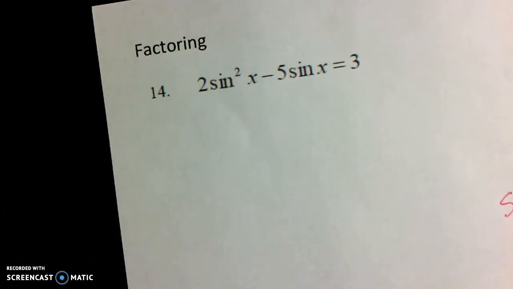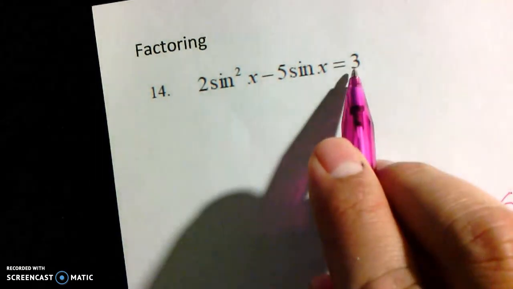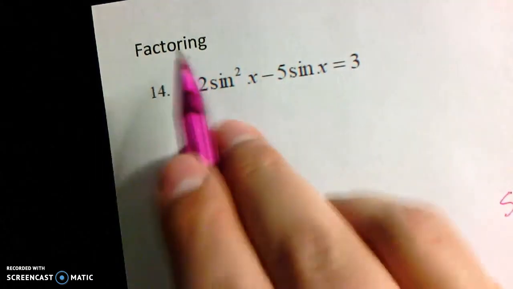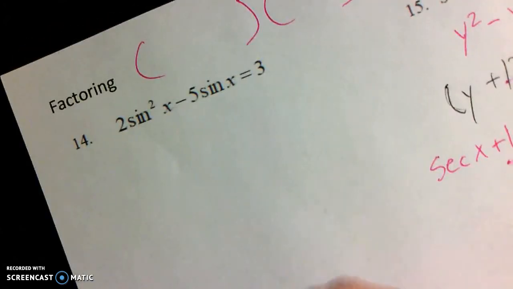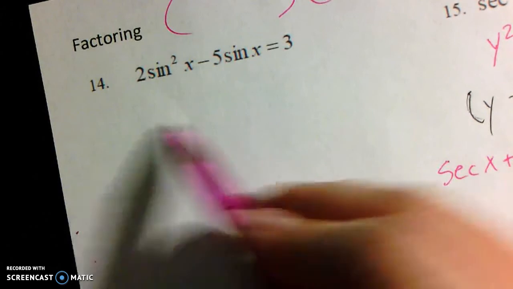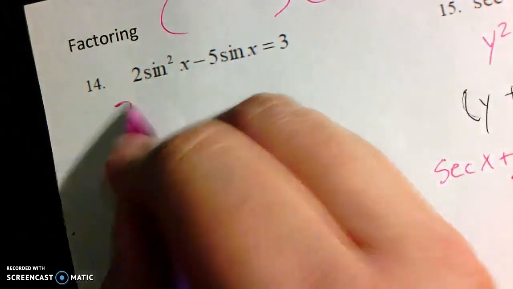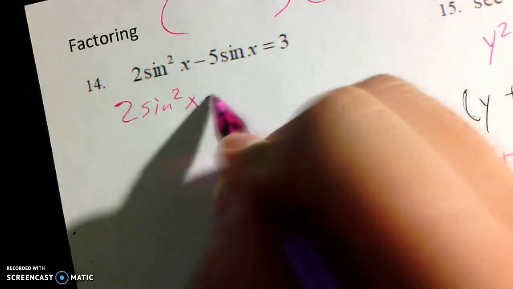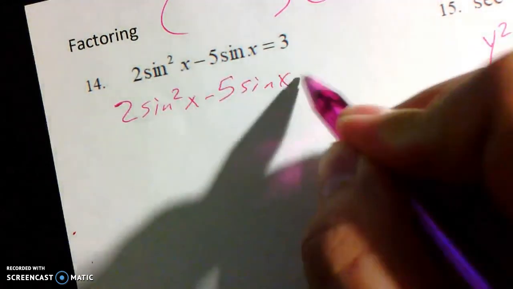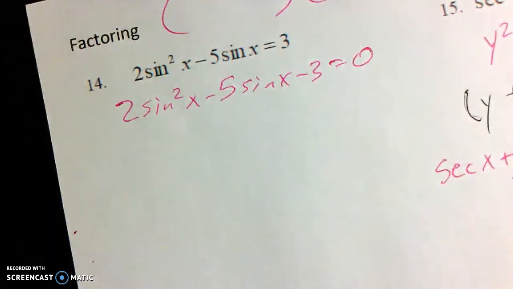Okay, before I run out of time, this is actually the hardest one. So save the best for last, number 14. Okay, first thing is it's not equal to 0. Okay, this is factoring. These are all going to be the big parentheses factor. Not just greatest common factor, but the two pairs. So I want to move that 3 over. So that's going to be 2 sine squared x minus 5 sine x minus 3 equals 0.